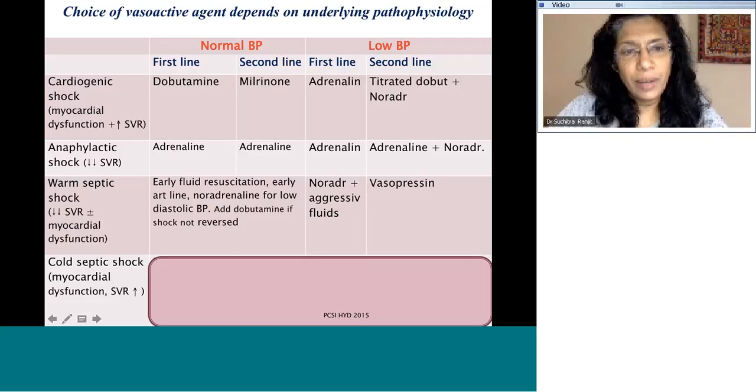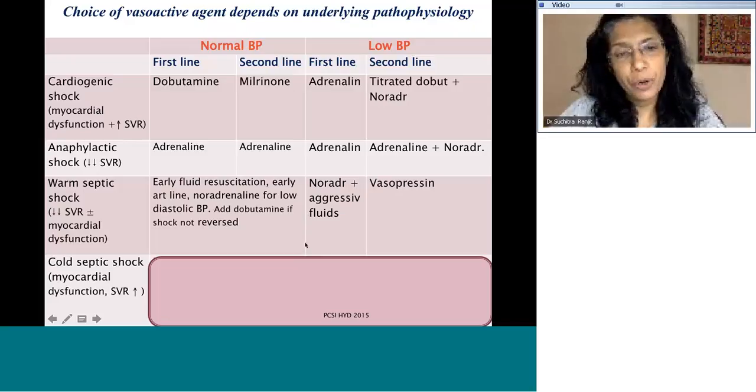you give early fluids in all cases. Place an arterial line early. NORAD for very low diastolic BP, add dobutamine if you think there's a cardiogenic element. If the blood pressure is low, start NORAD very early with aggressive fluids. And if your SVR doesn't pick up with NORAD, you could start some vasopressin, because some patients with septic shock have vasopressin deficiency, and only when you add this agent, the blood pressure improves.